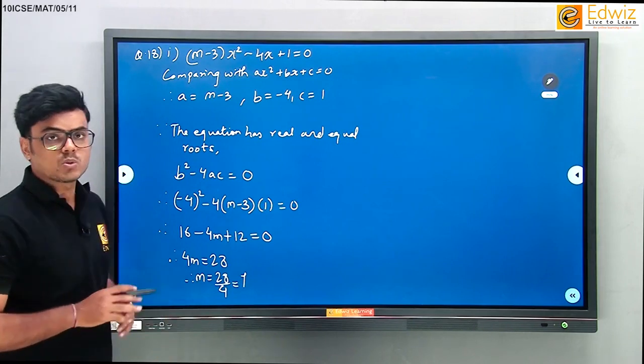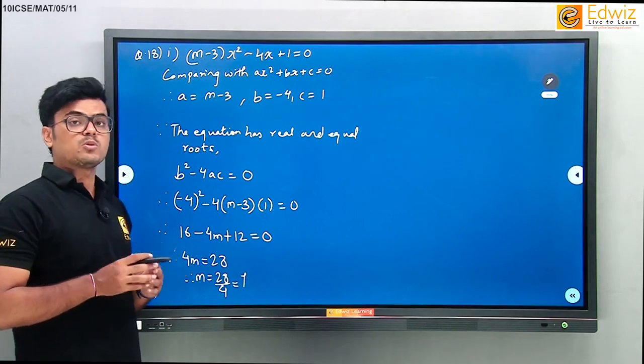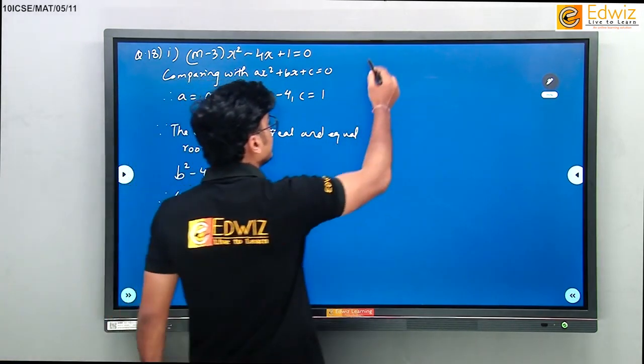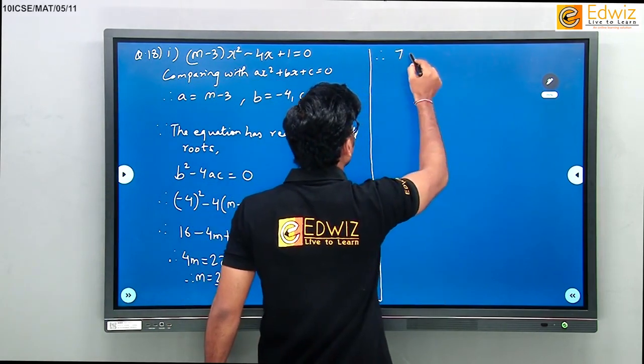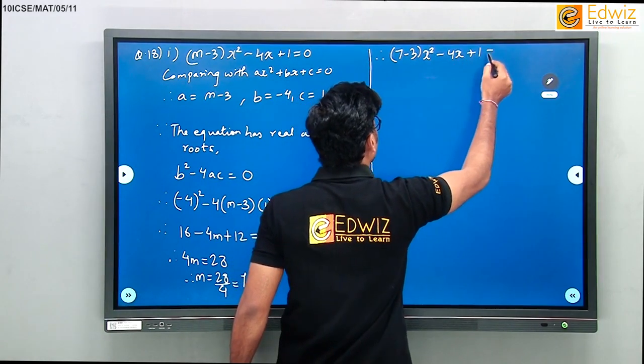Okay, so m equals 7 in the first equation. Now there is also one more thing they have told us to do, to solve the equation after putting the value of m in the equation. Let us do that. Let's substitute m equals 7 here. Therefore, (7 minus 3) multiplied by x square minus 4x plus 1 equal to 0.